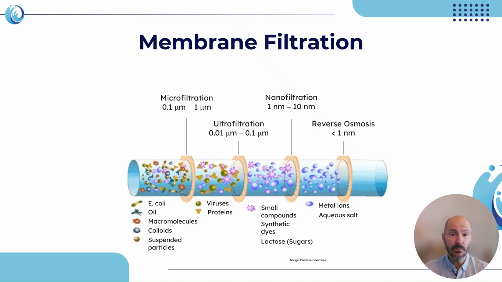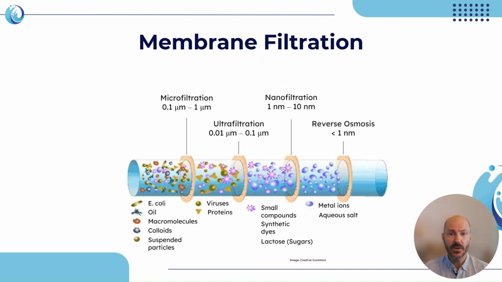Ultrafiltration features smaller pores between 0.01 and 0.1 micrometers. It retains colloids, fine suspended particles, and viruses while allowing most dissolved ions and small organic molecules to pass. Ultrafiltration achieves both physical and partial biological purification, producing high-quality effluent suitable as feedwater for advanced treatments such as reverse osmosis.